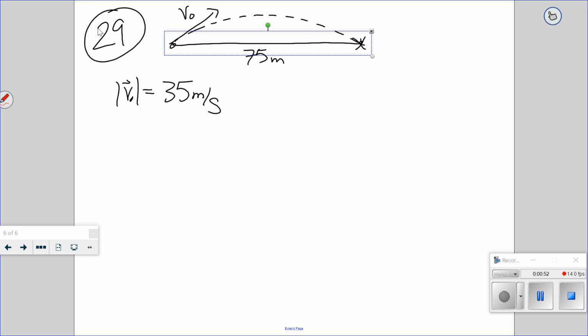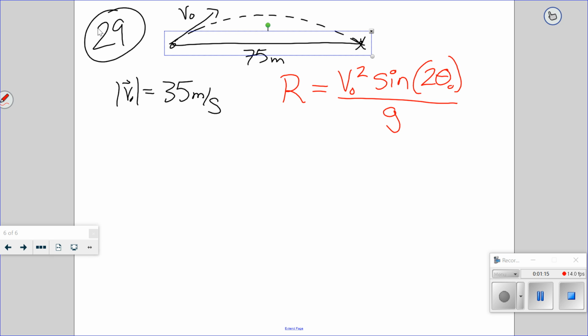So in the notes yesterday, I babbled a little bit about how the range is V0 squared times the sine of twice an angle divided by G. Does that make sense? Meters per second squared. Yep, I'm going to get some distance out of that formula. This is the range.